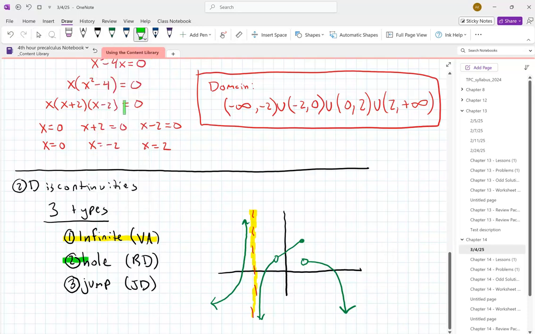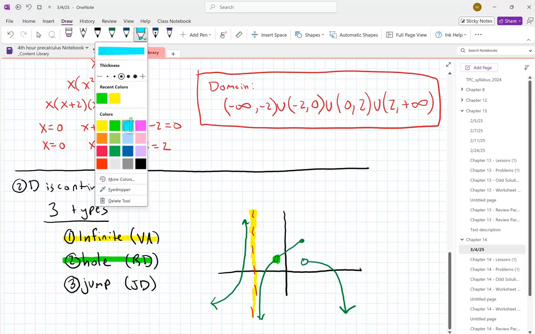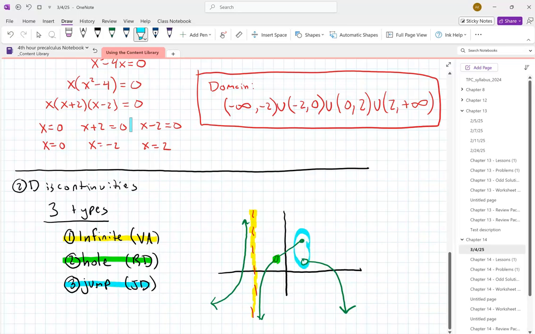The next one is a hole. That's just like 1 point missing out of our graph somewhere. That's just like a missing point. And then the jump is where the graph stops in one location and picks up and starts in a new location. The good news is our rational functions can only have vertical asymptotes or holes. They cannot have jump discontinuities. Does everybody feel okay as to what these things look like? Okay. Then the next thing we're going to do is talk about how to find them algebraically.